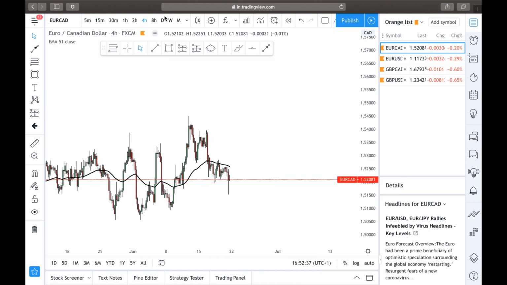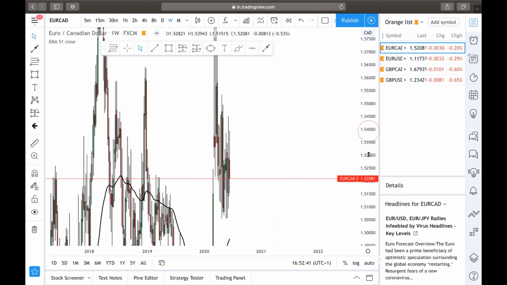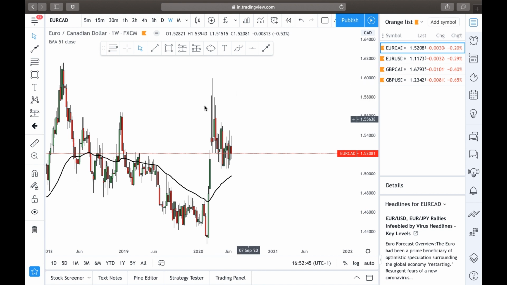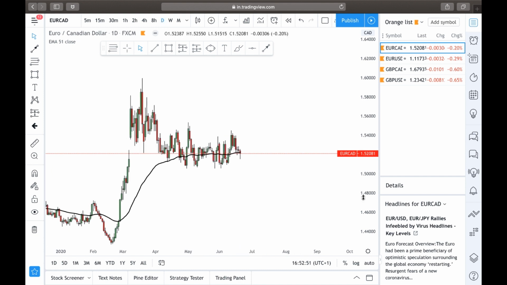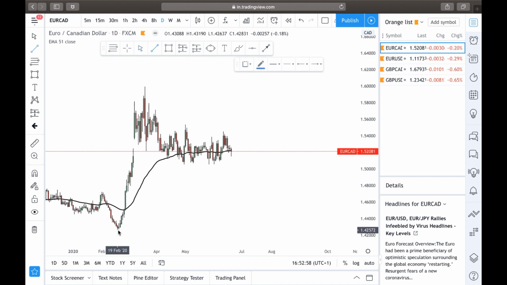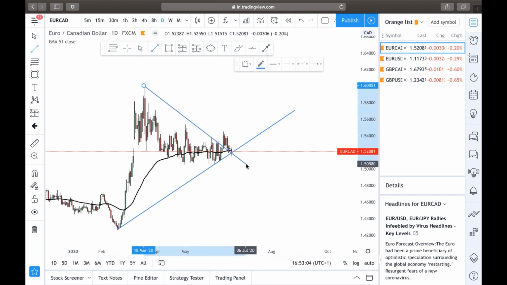So remove drawings, and I always go from the top down, so it'd be monthly, weekly, daily, etc. But in this instance, obviously price is just not doing much, really. So we go on to the daily and we can see what's going on. So I can clearly see that there's an ascending trend line in play here, and there's a descending trend line in play. Well, it would have been there. So this is where I had it.